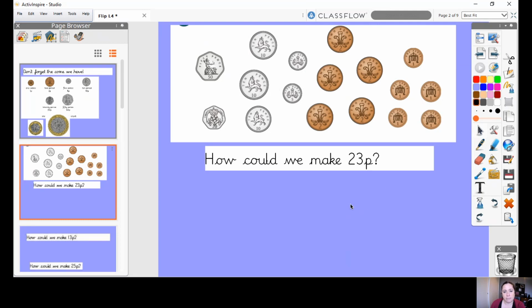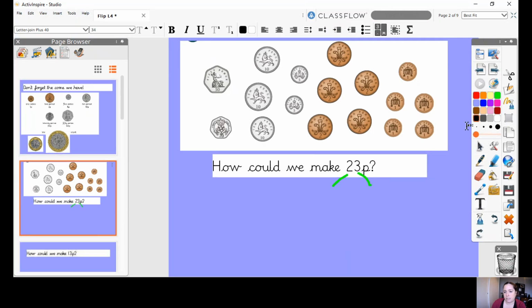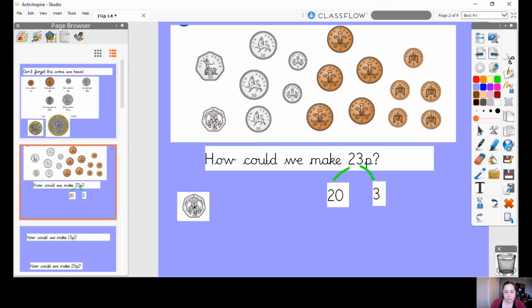And here we have a selection of coins, and then it says underneath, how could we make 23p? Well, to start with, I'm going to have a think about partitioning 23, and I'm going to partition it into 20 and 3. There we go, 23 pence. So 23 partitions into 20 and 3. So looking at the coins, do I have a 20p? Yes, I do. So I can grab a 20p. Do I have a 3p? No, I don't have a 3p, but that's okay because I can make a 3p by having a 2p and a 1p. So there I have got 23p.